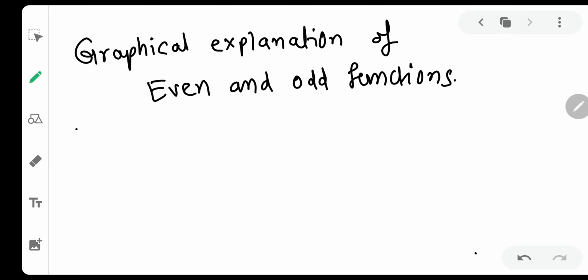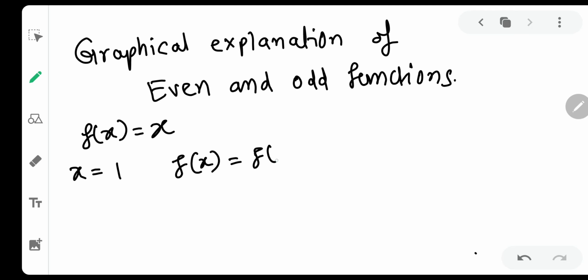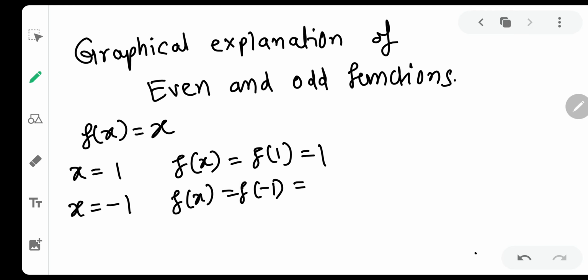So let us start. Suppose you have a function f of x which is equal to x. Okay, and suppose you put the value of x as 1, let us say, then what is your f of x? It is f of 1 which comes out to be 1. Very nice. Now what I did is I replaced x with minus 1. So f of x now turned into f of minus 1. So instead of x I'll have to put minus 1.